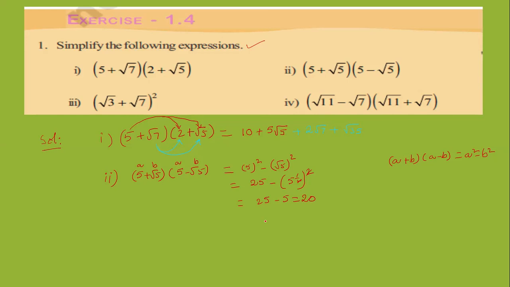Here which formula can we use? a plus b into a minus b. Here a is 5, b is root 5. 5 square minus root 5 whole square. That means 25 minus 5, that's 20.